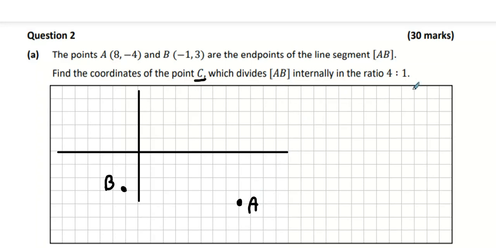C divides AB in the ratio of 4:1. So if I join AB together, like so, the deal is that C has to be further away from A. C is a movable point. The distance from A to C is 4 times longer than the distance from B to C. So it'll be somewhere in this region here.